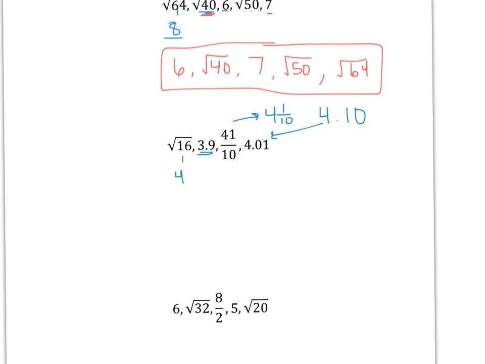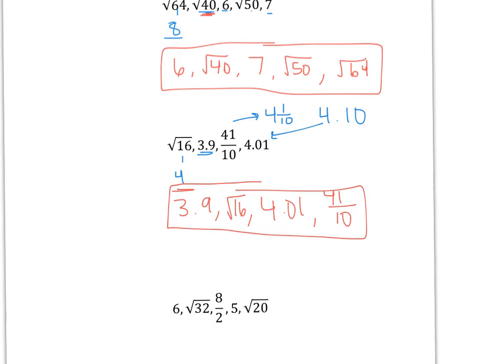So let's look at numbering these. We know 3.9, from least to greatest, is the smallest. Then right after that comes 4. And then right after the 4 comes 4.01, and then after that would be 41 over 10. And I should probably erase this 4 here and put the square root of 16, because that's what was given to us in the original question. And I can erase this little line right here. And then that would be our answer. Let's continue to the next example.